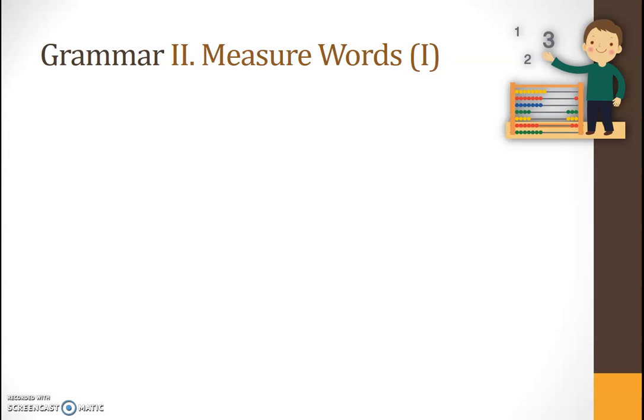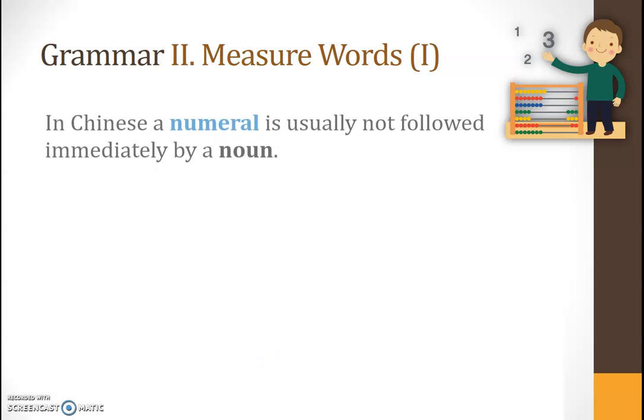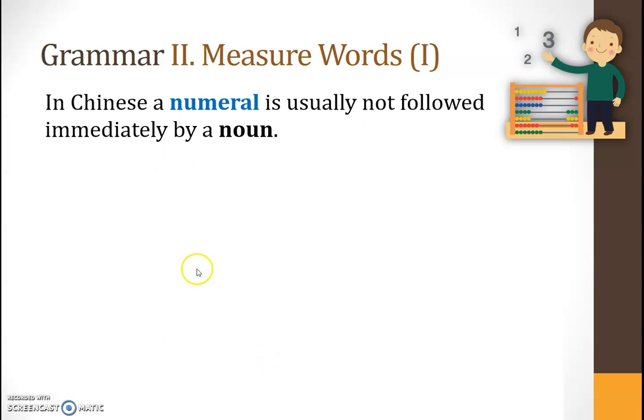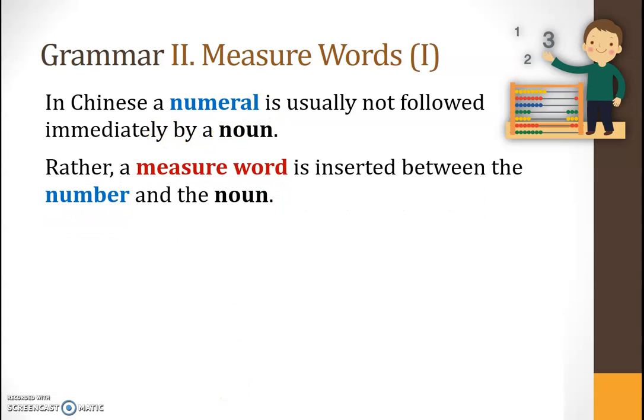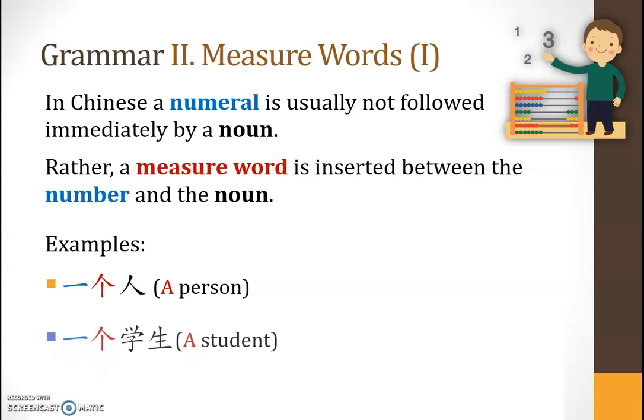Measure words. In Chinese, a numeral is usually not followed immediately by a noun. Rather, a measure word is inserted between the number and the noun. So, example, 一个人, the number 一 and the noun 人. Usually in Chinese, you have a measure word 个, and 个 is the most basic measure word in Chinese. Another example, 一个学生, 一 is the number and 学生 is a noun.